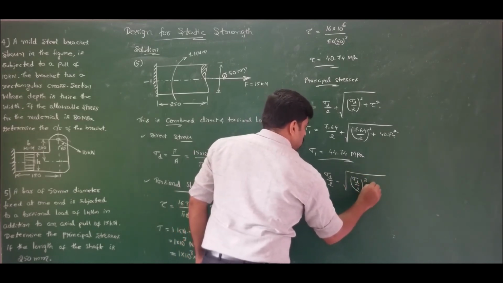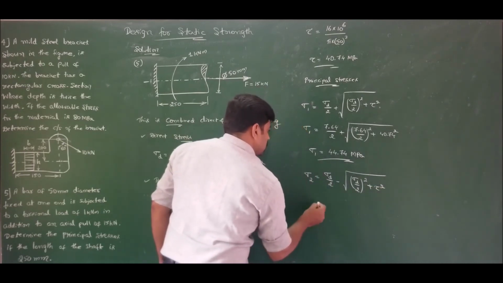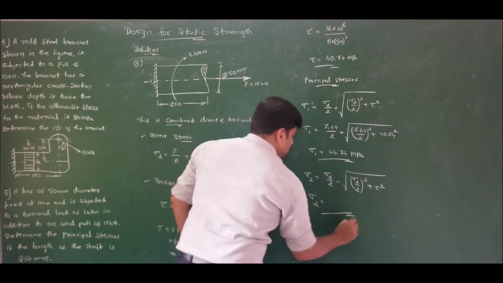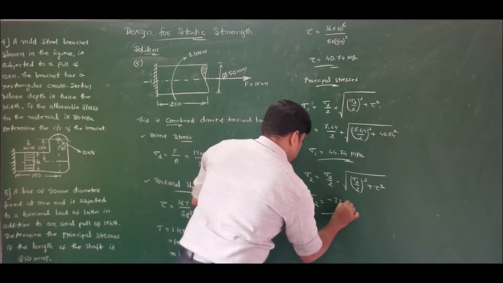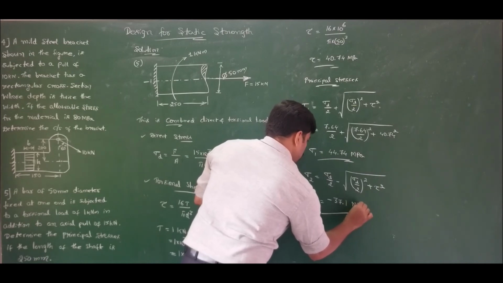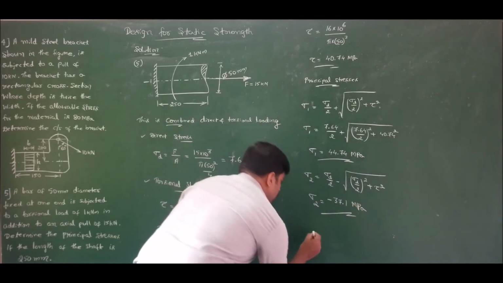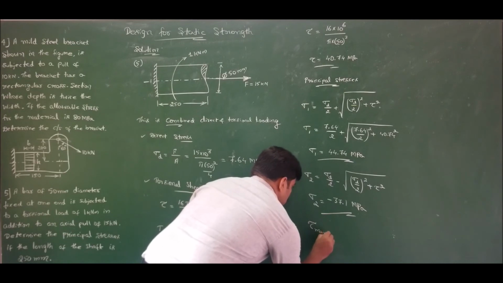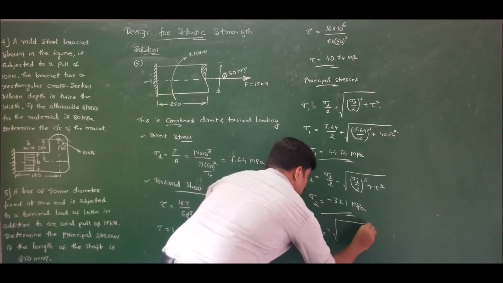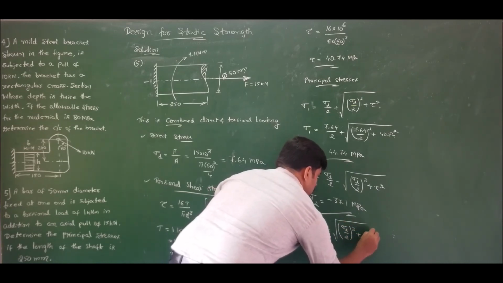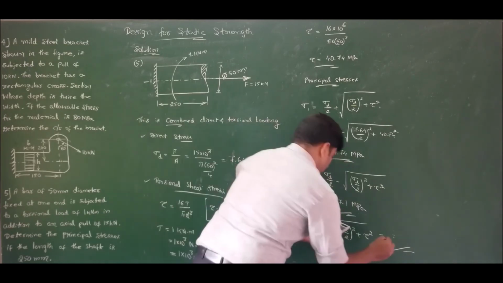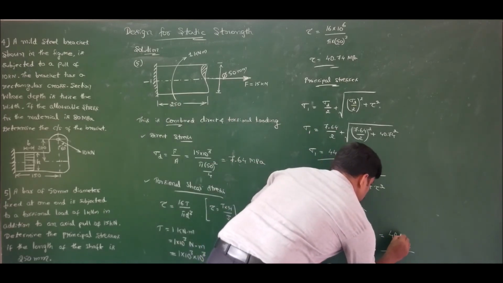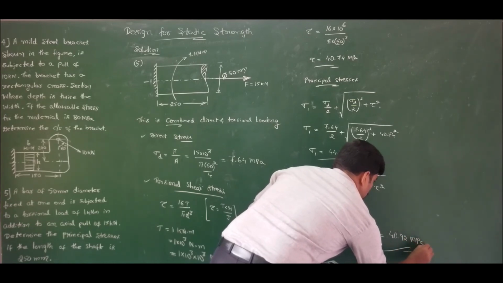Now coming to the minimum principal stress sigma 2, that is sigma d by 2 minus root of sigma d by 2 whole square plus tau square. So the minimum principal stress will be minus 37.1 megapascals. If you want, you can also find the maximum shear stress. Tau max is equal to root of sigma d by 2 whole square plus tau square, which is equal to 40.92 megapascals.